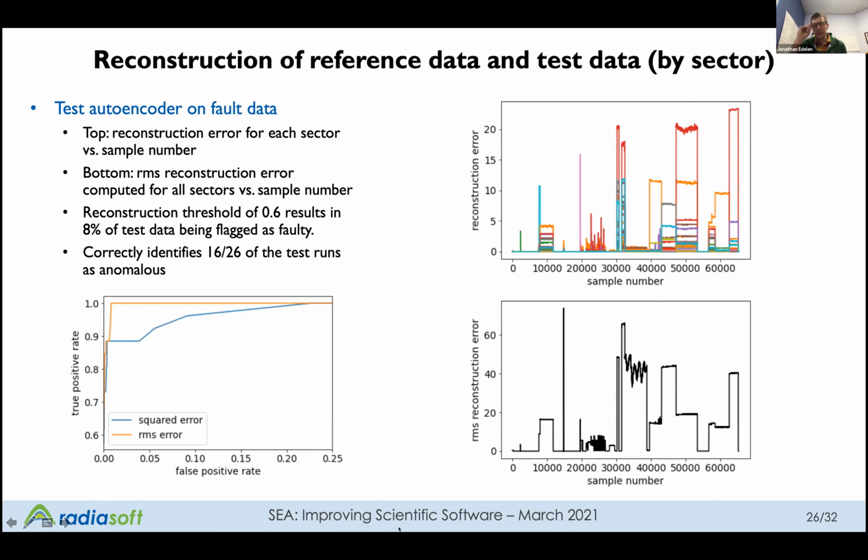And then if you want to do a semi-supervised approach where we have known anomalies, we can vary the reconstruction threshold and look at the trade-off between the true positive rate versus the false positive rate. So we get our ROC curve, using both squared error, which is the sector by sector error, and RMS error, which is an aggregate effect. In general, looking at RMS error seems to work better for identifying whether or not a fault is going to occur. But it's not so good because if you're looking at an aggregate parameter, it's hard to pinpoint exactly which sector is faulting.